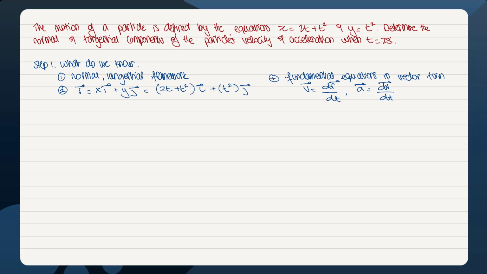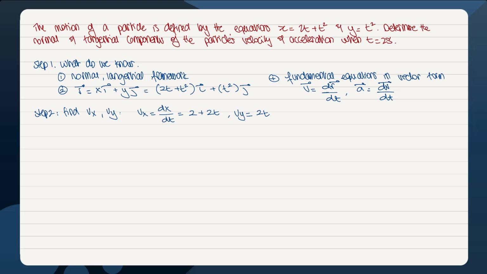Remember, we need to find the normal and tangential components of the particle's velocity and acceleration. But the very first step, before we start working on that, is to find expressions for v and a as a function of time. To do so, we need to find vx and vy. So vx is equal to dx over dt. We simply take the derivative and get vx is equal to 2 plus 2t. Taking the derivative of y, we get vy is equal to 2t.